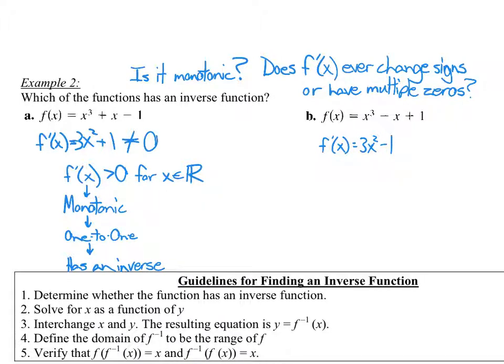Over here, though, f prime of x is 3x squared minus 1. Well, that's going to equal 0 when x is plus or minus the square root of 1/3. It has multiple zeros, so I know multiple zeros means it's got to have a turning point somewhere, right? So I know this is not going to be monotonic, okay?